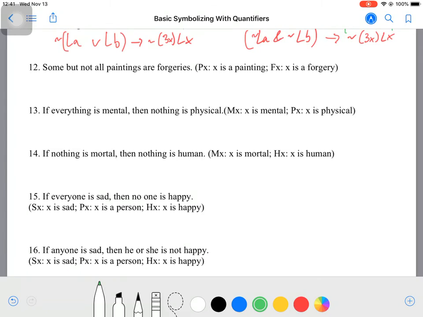Some, but not all, paintings are forgeries. So my recommendation would be to take it in pieces. Let's do the some paintings are forgeries part, and then let's do the not all paintings are forgeries, and put that together with an ampersand.